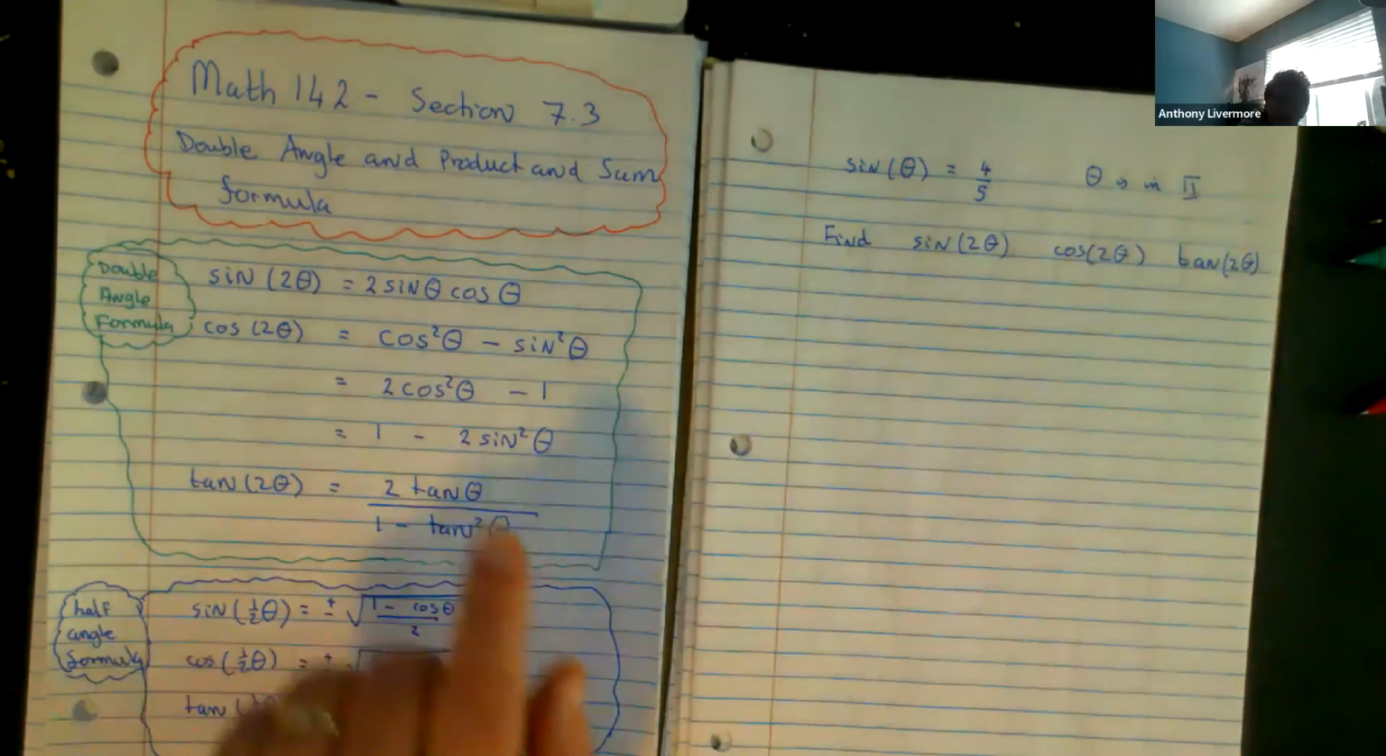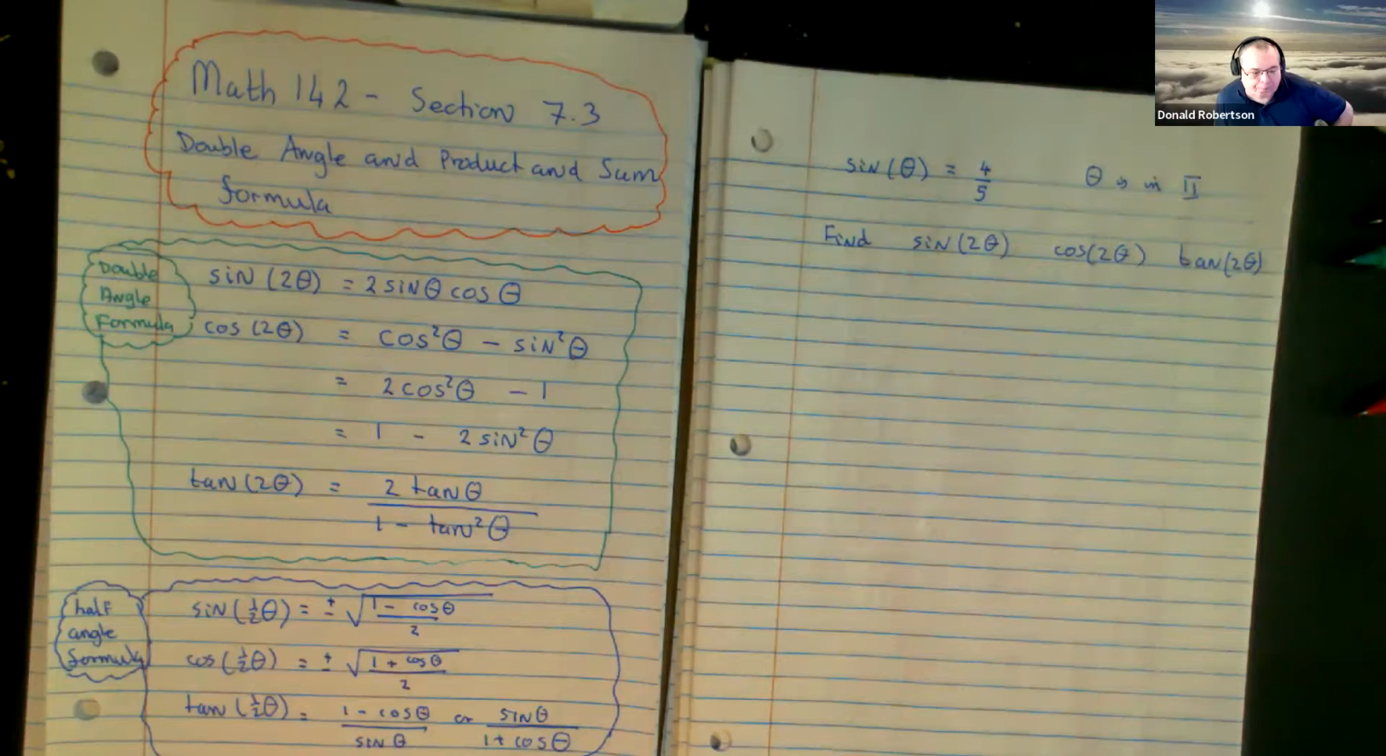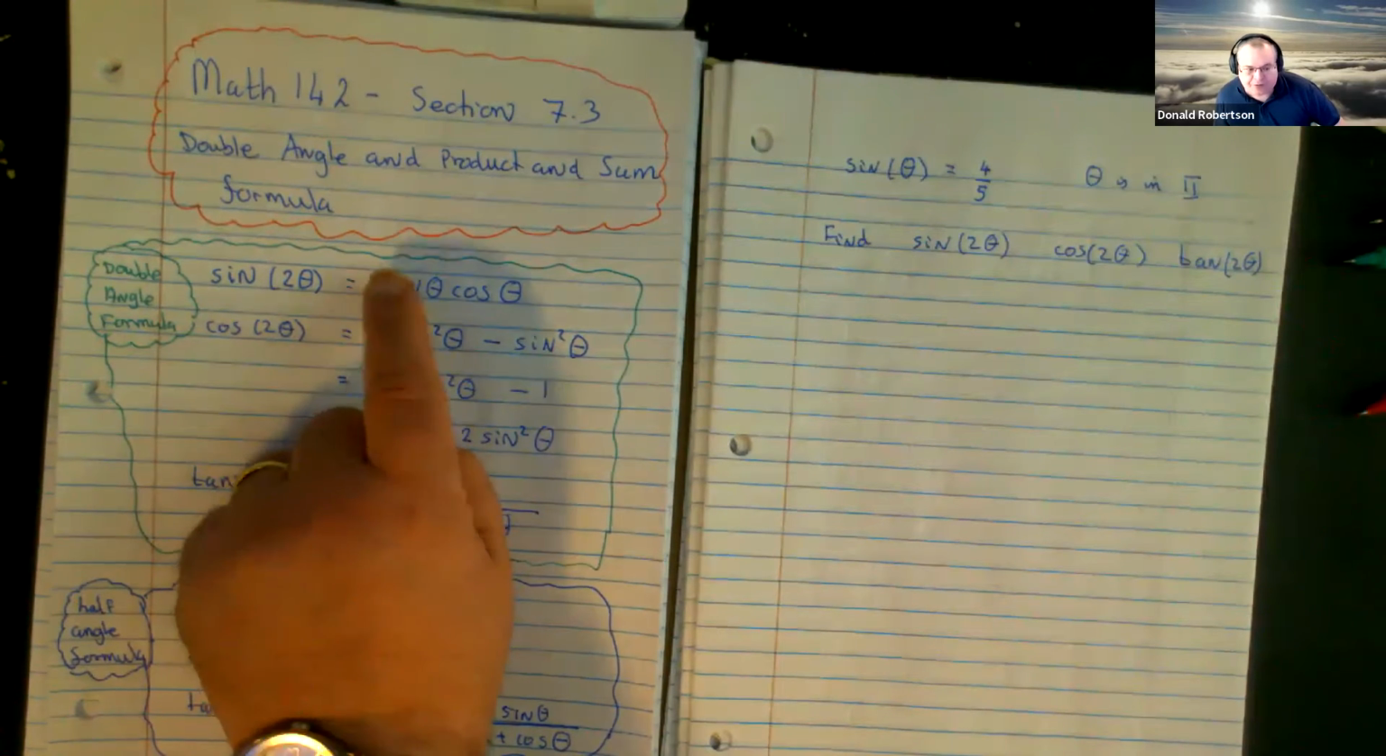I have a question. Yes. So is the cosine of 2 theta 1 minus 2 sine squared theta? Yeah, that's the actual formula. It wouldn't be the cosine squared theta minus sine squared theta. Well, let's tell you. The sine of 2 theta only has one formula. It's 2 sine theta cosine theta.